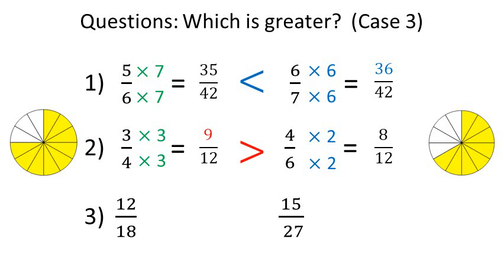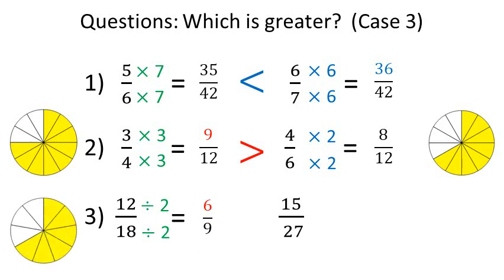If you look at the denominators carefully, 18 is equal to 9 times 2, and 27 can be represented as 9 times 3. So both can be divided by 9. That means the common denominator can be 9. To get equivalent fractions, we can also divide both the numerator and denominator of 12 over 18 by 2, and we get 6 over 9. And it looks like this in the diagram. And divide both the numerator and denominator of 15 over 27 by 3, and we get 5 over 9.